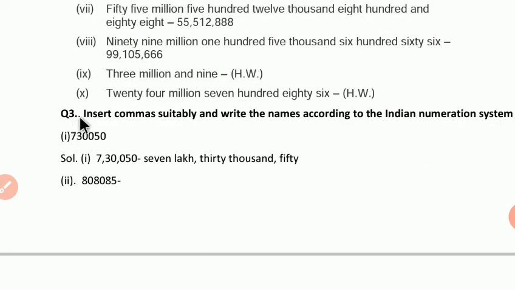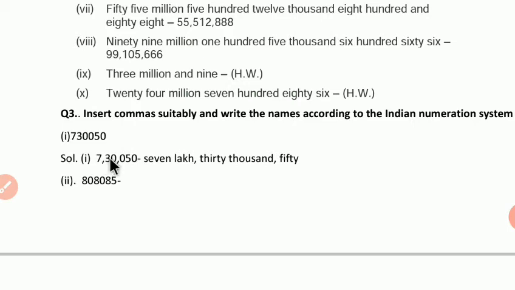Now, next question, question number 3. Insert commas suitably and write the names according to the Indian system of numeration. Here numbers are given and first we have to place the commas. After placing the commas, we have to write the name according to the Indian system. So 730050. According to the Indian system, we place the first comma after every 3 digits from the right and the second comma after every 2 digits. So first we will place the commas. So 1, 2, 3, then after 2 digits 1, 2.